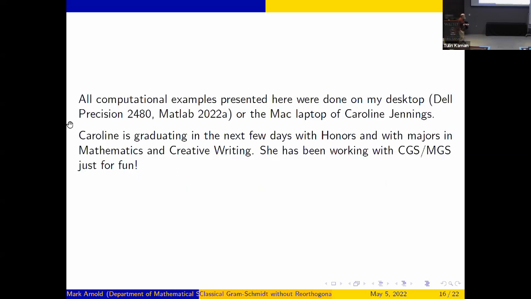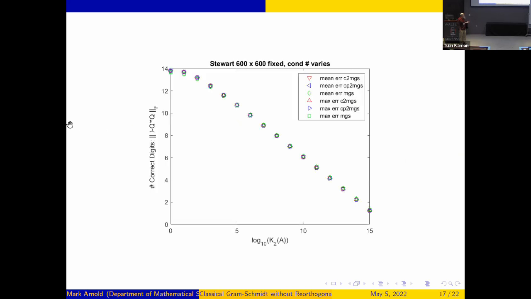And I wanted to mention that, is she here? An undergraduate student here, Carolyn Jennings, did a lot of the timing results and error results on this code. She's graduating in the next few days with honors with a major in math and creative writing. She was a linear algebra, not a numerical linear algebra, but a linear algebra student of mine who just liked the stuff. And she got a couple hours of credit, but other than that, she was just doing this for fun.